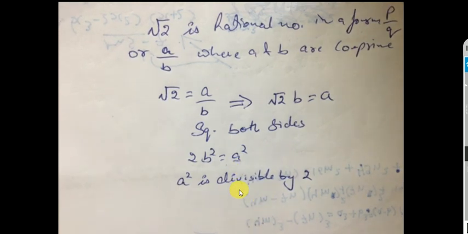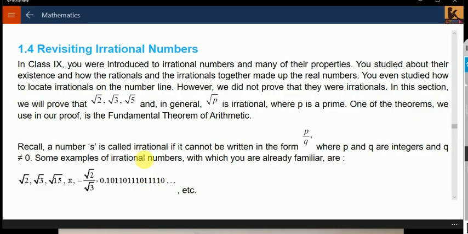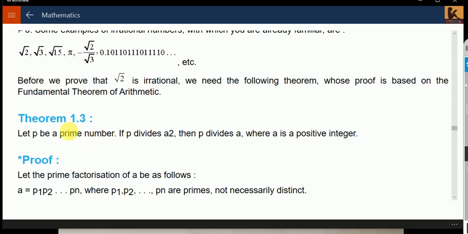Over here another property will come, that is theorem number 1.3. Let p be a prime number. If p divides a square, then p divides a, where a is a positive integer. This is basically a square; again there is a misprint. What is the meaning? If a number divides a square, then of course it can also divide a, when a is a positive integer.